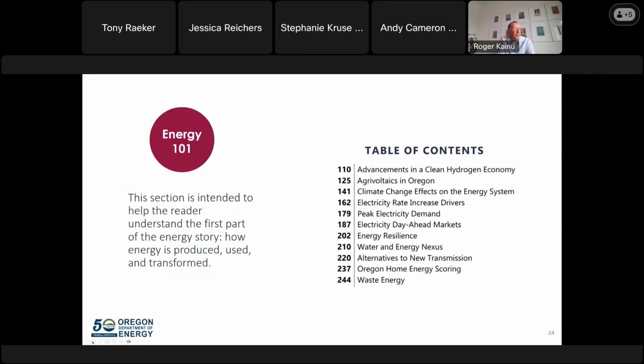The next section is called Energy 101, and it aims to help readers understand how energy is produced, used, and transformed. The information is meant to provide a foundation for those new to energy and those who are already steeped in this sector. You can see the topics on the right-hand side of this slide, including energy resilience, electricity rates, increased drivers, home energy scoring, and more.